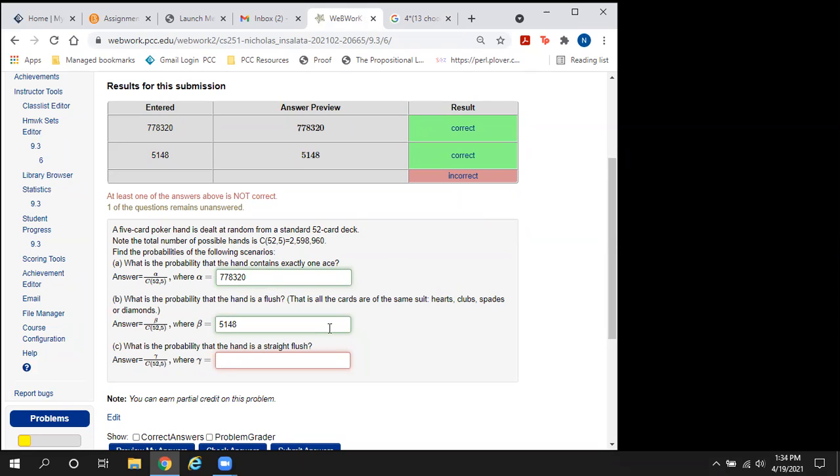Great. Okay, so let's see if we can do this last one. What's the probability that the hand is a straight flush? Okay, so what are we picking? Well, first of all, what's a straight flush? What does that mean? All in suit and order, right? So first of all, we're going to pick the suit, right? Which is 4 choices again. But now, since all the cards are in order, how many ways can we have 5 cards in order?